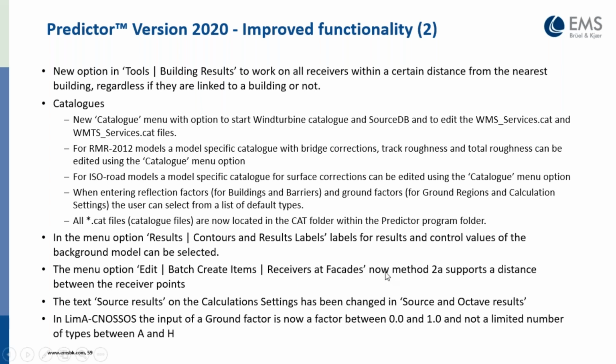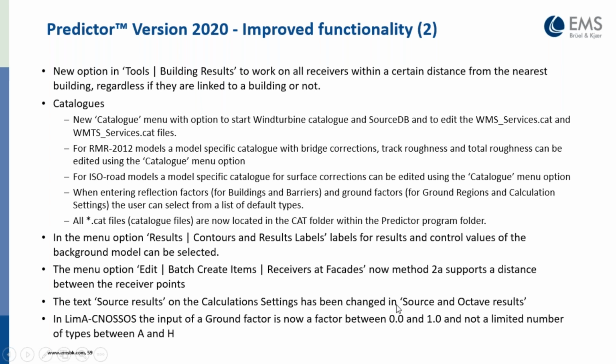Then we have added the method 2a from the CNOSSOS calculation document, the calculation method, and this method 2a describes exactly how you should distribute your receivers around buildings in order to calculate your European noise exposure according to the CNOSSOS method. So that's a nice add-on, a nice extra feature.